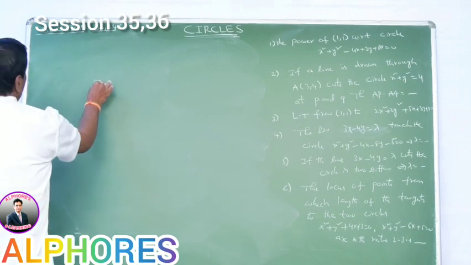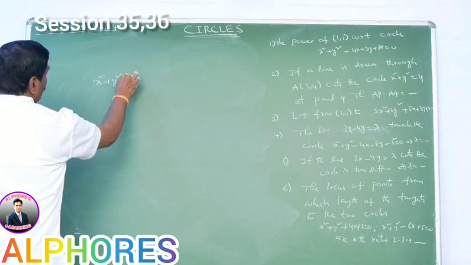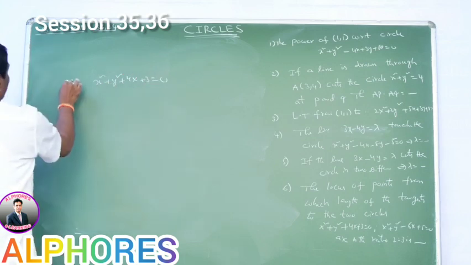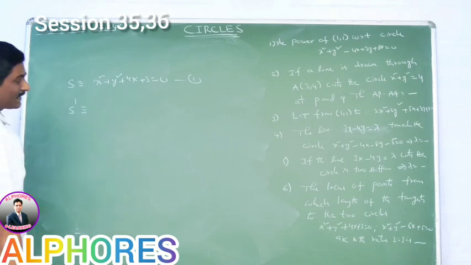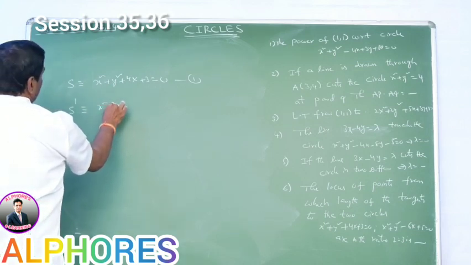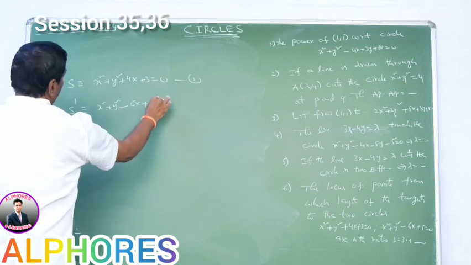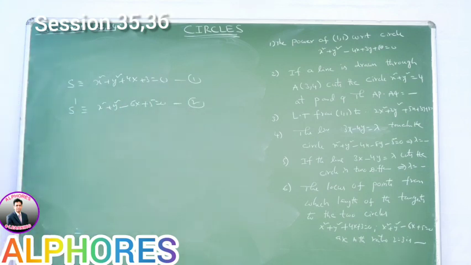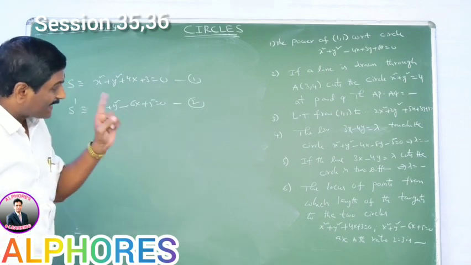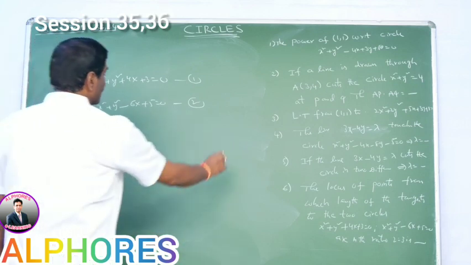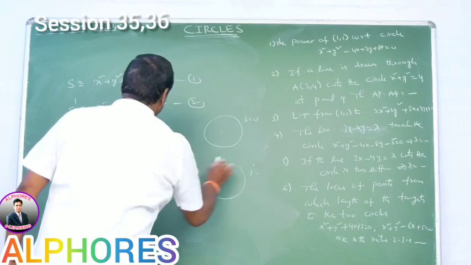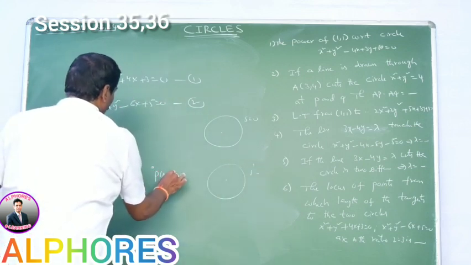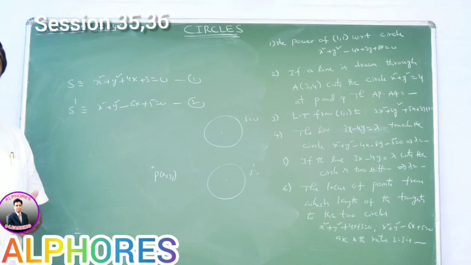What is the equation of the first circle? x square plus y square plus 4x plus 3 is equal to 0. Say this is S, the first circle. The second circle can be taken as S dash, which is x square plus y square minus 6x plus 5 is equal to 0. Okay, these are two circles. Now we find the locus of the points whose tangent lengths are in the ratio of 2:3. Suppose this is the first circle, S is equal to 0, and this is the other circle, S dash is equal to 0. Let P(x1, y1) be any point on the required locus.